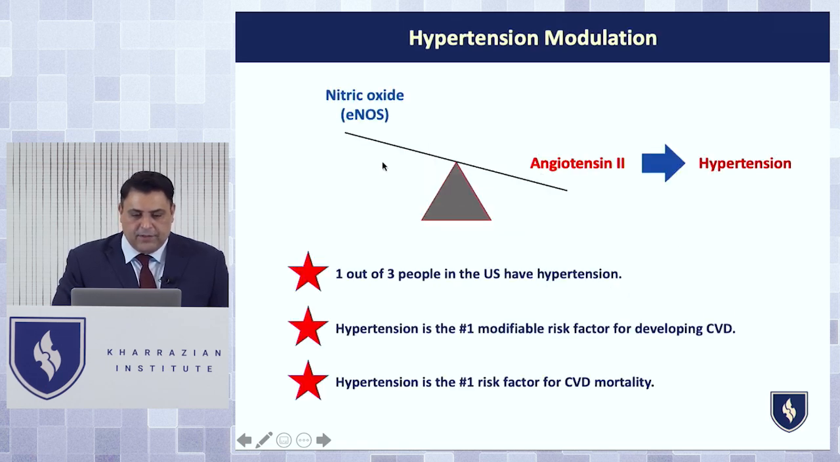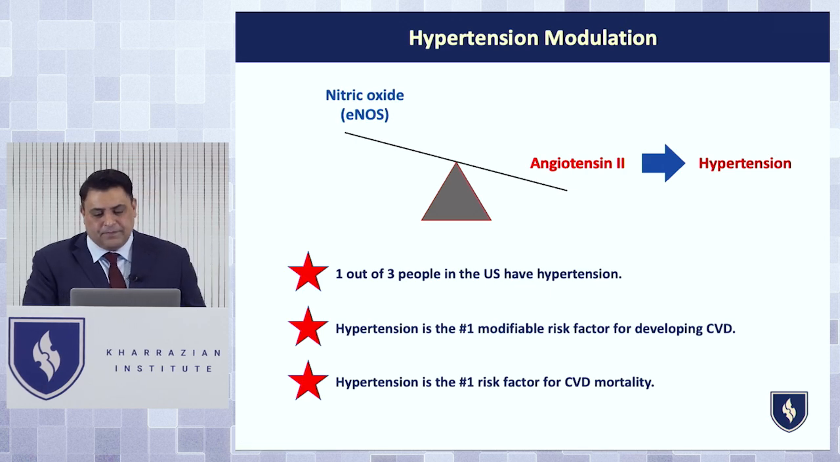And when you look at this balance between nitric oxide activity, angiotensin system, and hypertension, if you look at the statistics, 1 out of 3 people in the US have hypertension, which means in your practice, you should be diagnosing it all the time. Hypertension is the number 1 modifiable risk factor for developing CVD. This is not even questionable. It is the number 1 factor. And also for just thinking of healthy aging and longevity.